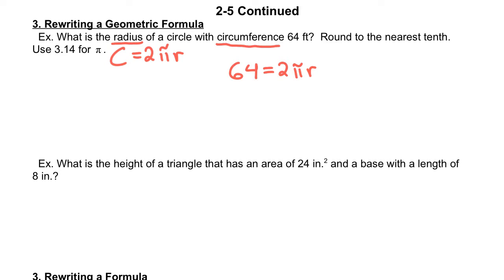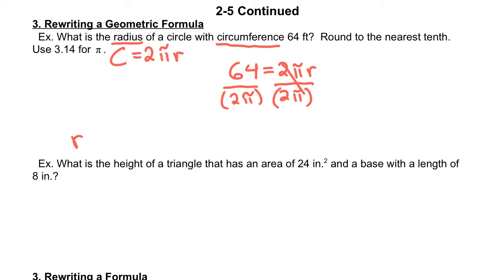Okay? So I'd have to get rid of 2 and pi, and they're both being multiplied. So I can divide both sides by 2 pi. And when you put this in your calculator to divide, make sure you put 2 pi in parentheses. I know it says use 3.14 for pi, but I'm going to show you where that pi button is on your calculator and be able to use it to get a more exact answer or solution.